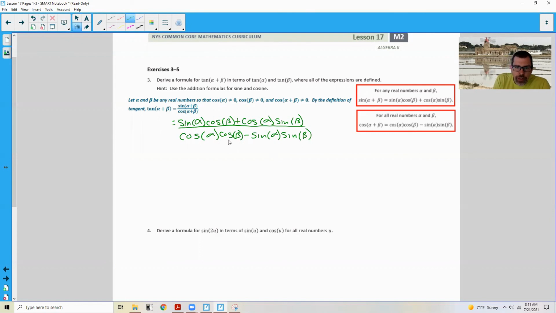So obviously now you can see that cosine alpha cannot equal 0. The cosine of beta cannot equal 0, because the denominator is cosine alpha plus beta. All right, so now we have this formula. So now let's simplify that. What does that simplify out to be? Okay, so what are we going to do? We're going to divide numerator and denominator by cosine alpha cosine beta.